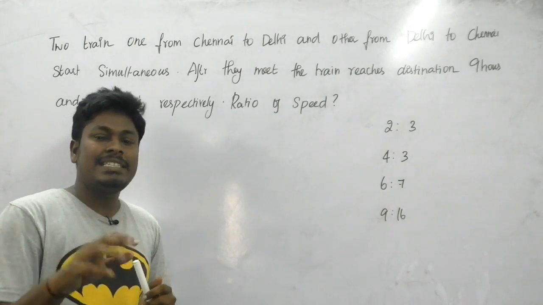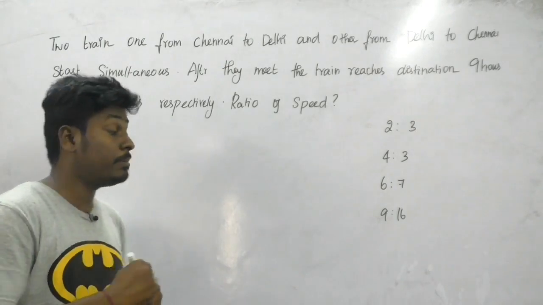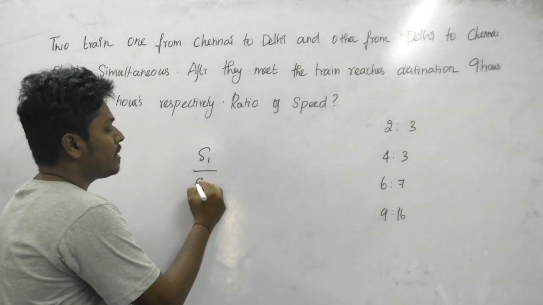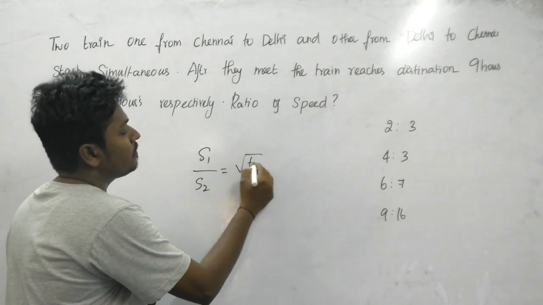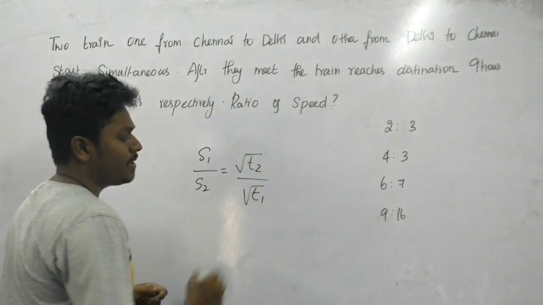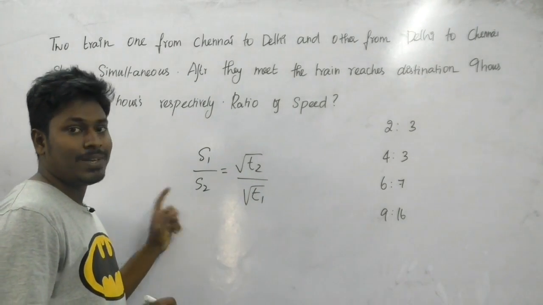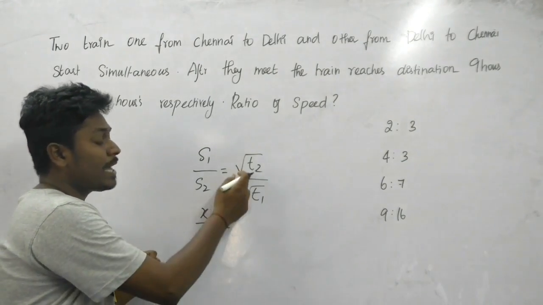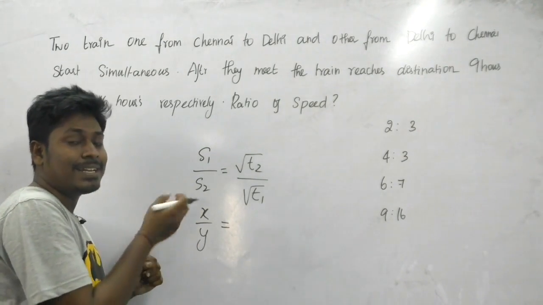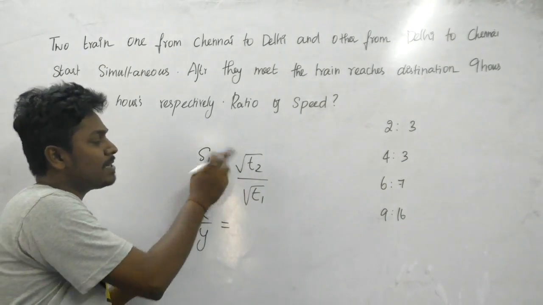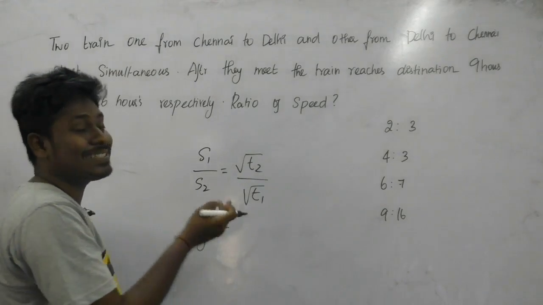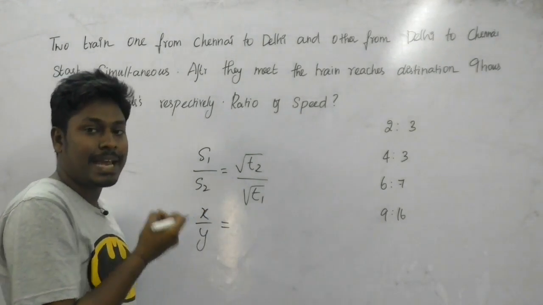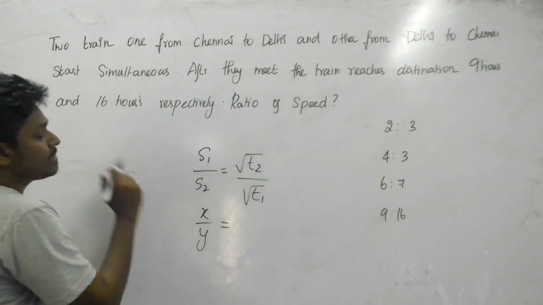I hope 60% of people may know the formula: speed 1 divided by speed 2 is equal to root of T2 by T1. This is a formula, right? So, keep the ratio of the speeds as x divided by y. T1 and T2 represent the time taken by the first train and the second train. T2 is the time the second train takes. The second train takes 16 hours, right?